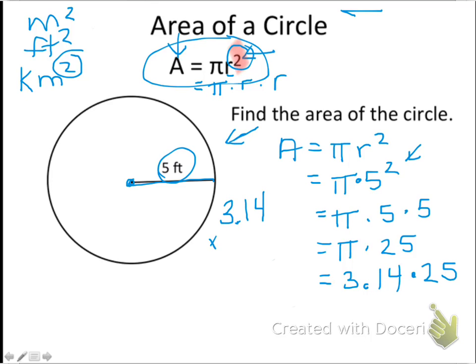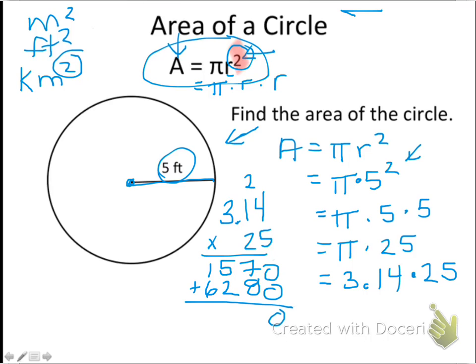3.14 times 25. 5 times 4 is 20. 5 times 1 is 5, plus 2 is 7. 5 times 3 is 15. Add my zero. 2 times 4 is 8. 2 times 1 is 2. 2 times 3 is 6, and then I add them together. 0 plus 0 is 0, 7 plus 8 is 15, 5 plus 2 is 7, plus 1 is 8, and 6 plus 1 is 7.